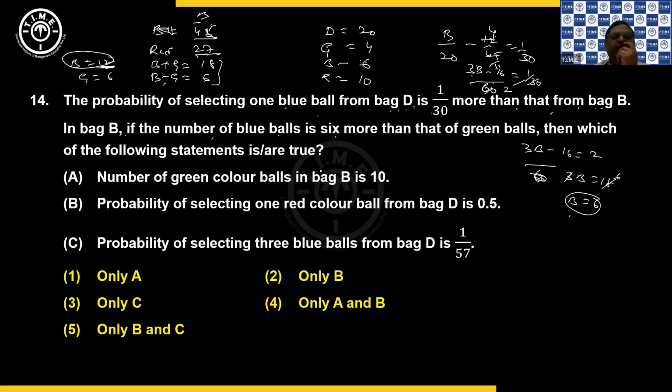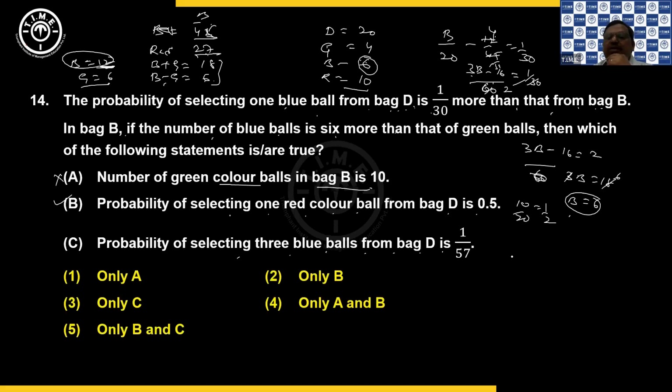Let's see which of the following statements are true. The number of green color balls in bag B is 10. Green is 6. No, this is not right. Probability of selecting one red color ball from bag D is 0.5. See how many red color balls are there? 10. Students, 10 out of 20 means 10 by 20 is 1 by 2, that is 0.5. That is right.